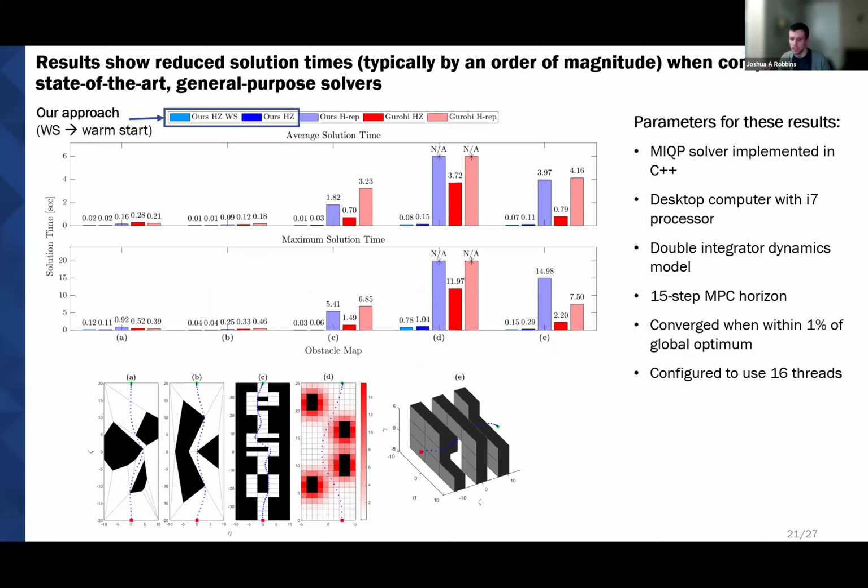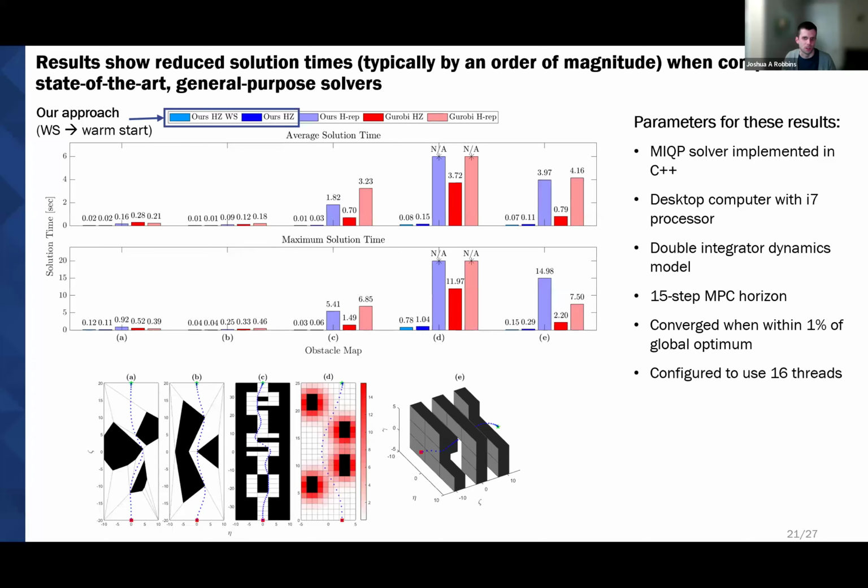So we are solving these mixed integer quadratic programs much faster than state-of-the-art solution approaches, typically by an order of magnitude. These bar graphs here give solution times for our solver. The top set of bars is the average solution time over the course of the simulation, and the maximum solution time is given on the bottom set of bars, and that's the max solution time of a single iteration over the course of the simulation.